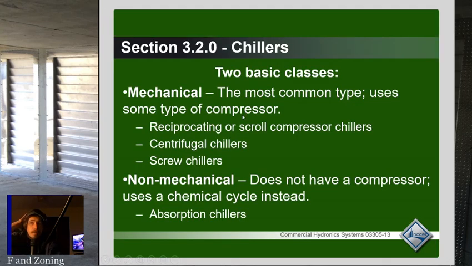Alright, 2 basic classes of chillers. Mechanical, the most common type, uses some type of compressor: reciprocating or scroll compressors, centrifugal chillers, or screw chillers. Or non-mechanical, which does not have a compressor and uses a chemical cycle instead. That is your absorption chillers.